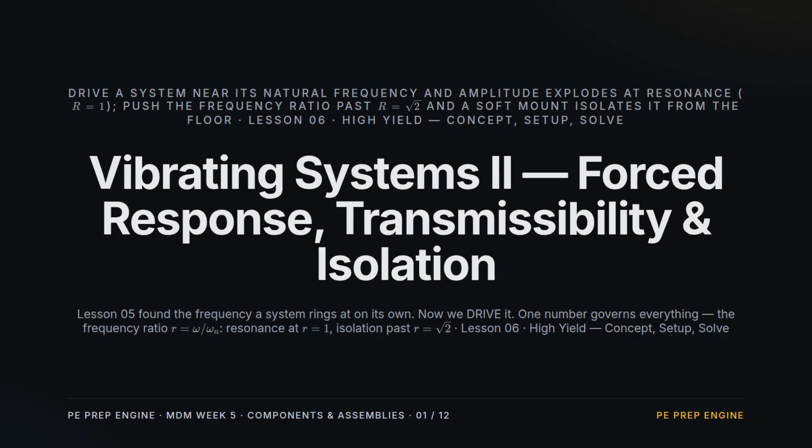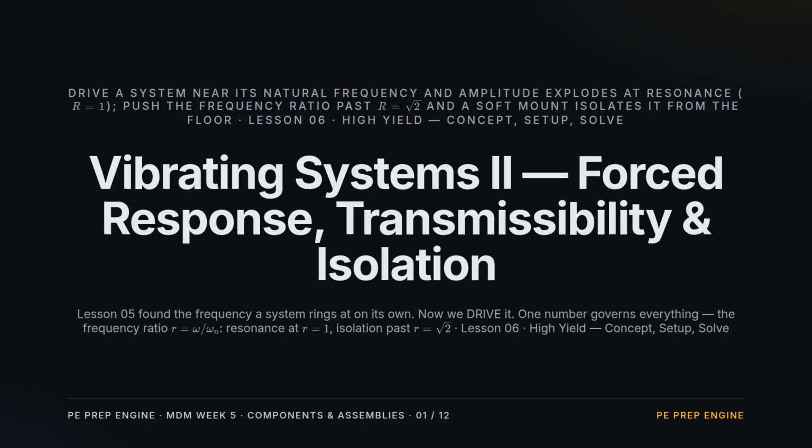Week 5, Lesson 6, Vibrating Systems, Part 2, Forced Response. Lesson 5 found the natural frequency a system rings at on its own. Now we drive it. One number governs everything, the frequency ratio, R, the drive frequency over the natural frequency. Near R equals 1, the amplitude explodes, resonance. Push R past root 2 and a soft mount isolates the machine from its floor.